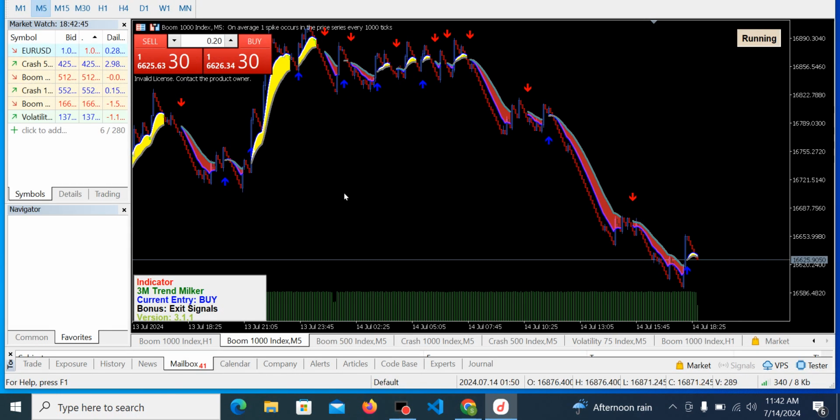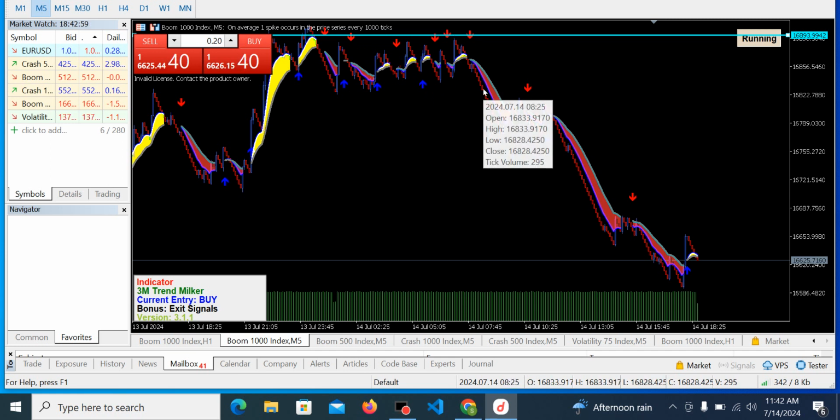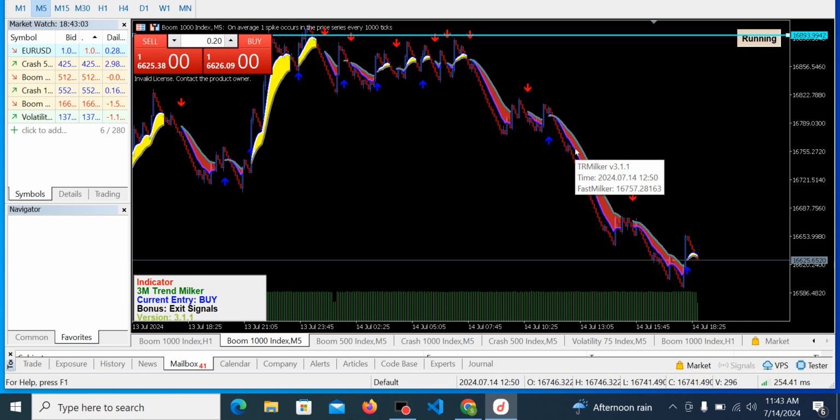Okay guys, this is Boom 1000. I'm on the 5-minute time frame using the 3M Trend Miyoka trading indicator. If you have it, you can open yours too so that we can do it together. So quickly, this got to the resistance zone and played around there for a while. It was unable to break out above it, so it started selling, gave us a downtrend signal and of course a sell signal, and it has been selling since then.